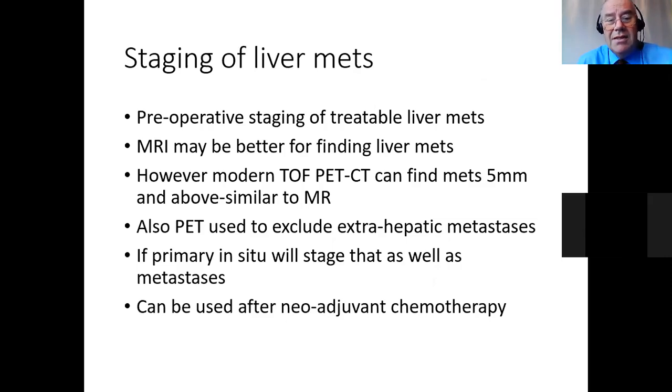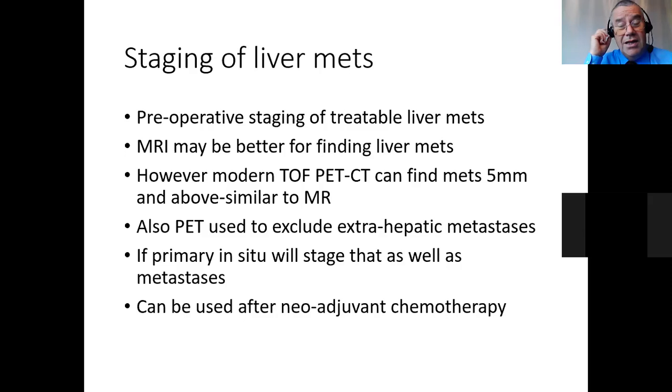Stage and liver metastases. This is a very good use for FDG PET in CA colon. MR might be quite good for finding small liver lesions, but sometimes we find them in PET. We don't find them in MR. And certainly, if you look again at modern PET scanners, they pretty well find the same lesions as MR.